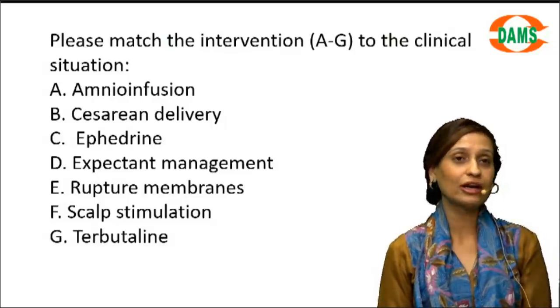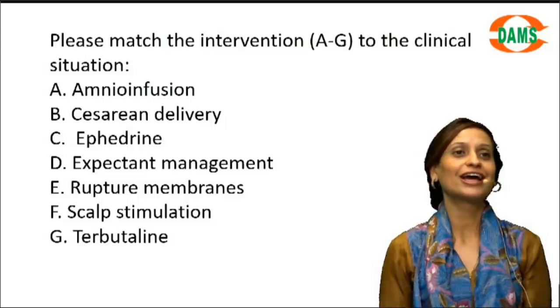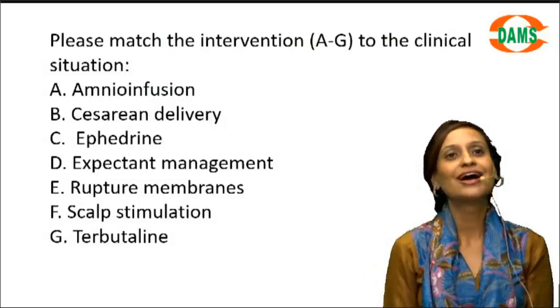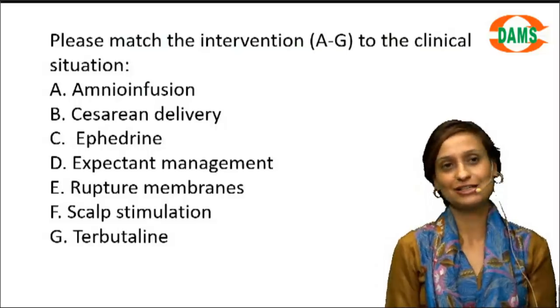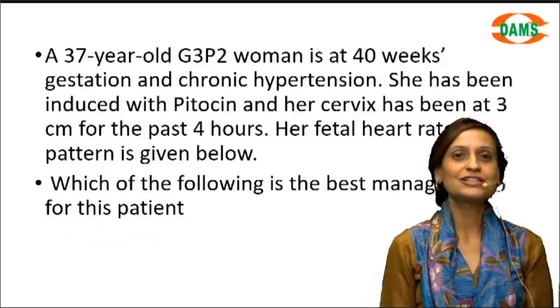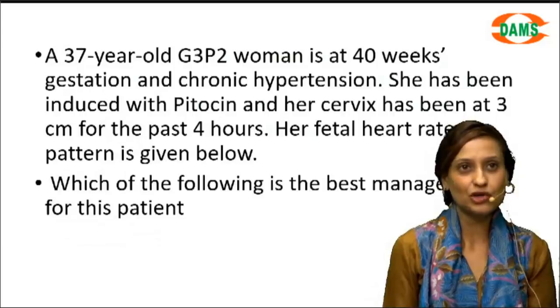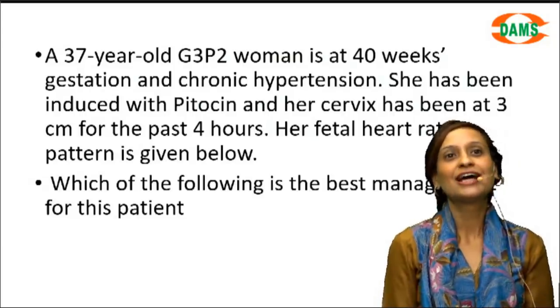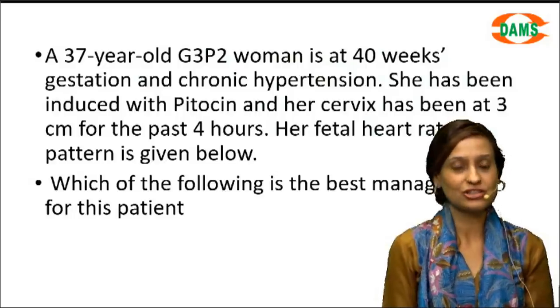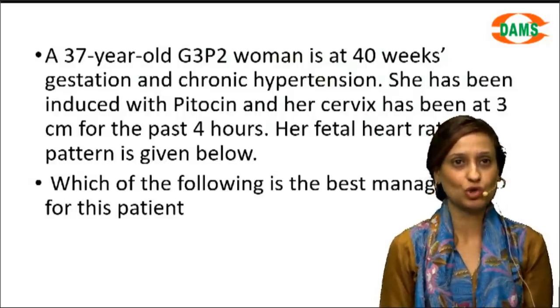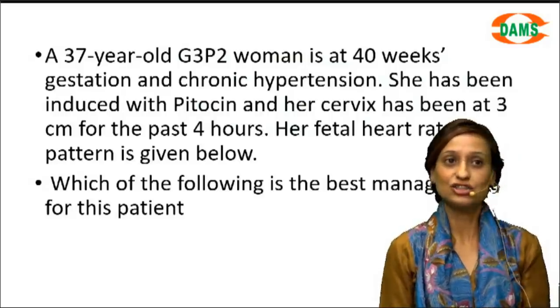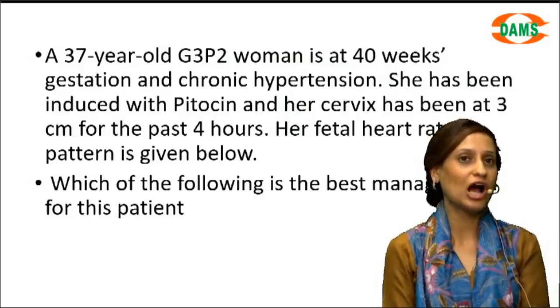So let's see what clinical scenario we have today and how we are going to approach that clinical scenario and match it to the best intervention that needs to be done. So let's look at this. This is a 37-year-old G3P2. She is 40 weeks pregnant. She has chronic hypertension, and she's now been induced with oxytocin. And what we see is that her cervix has been dilated 3 centimeters for the past 4 hours.